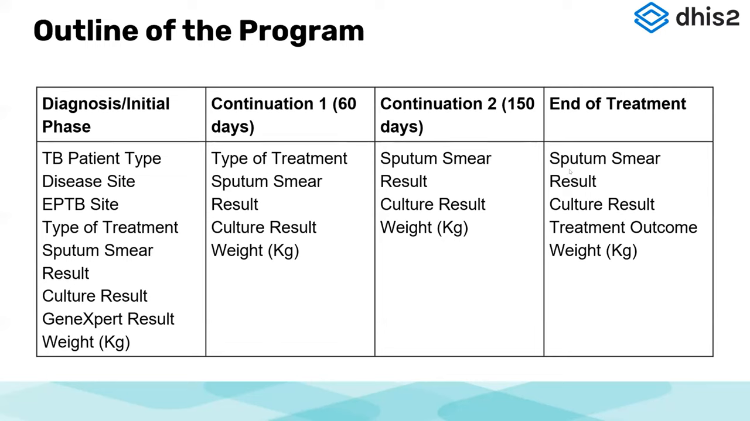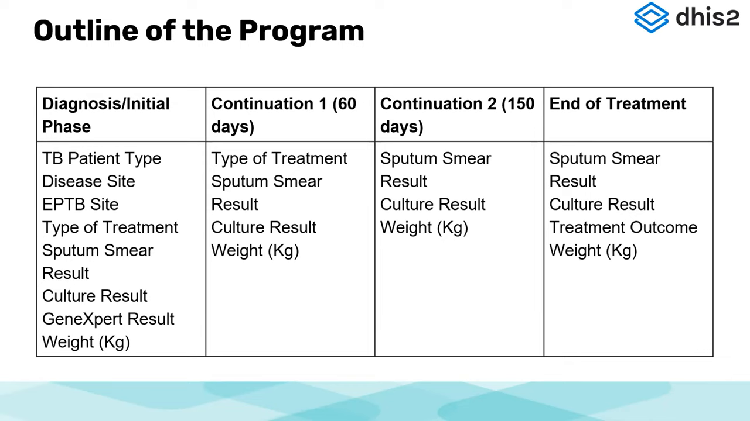And you can also see that at the end of treatment, the final program stage, the data elements that we are collecting here are again different to what we see in stage number 2 and 3. So this is the reason why we have to have several program stages. And because we are not collecting the same data elements in each of these program stages, we can't make them repeatable.